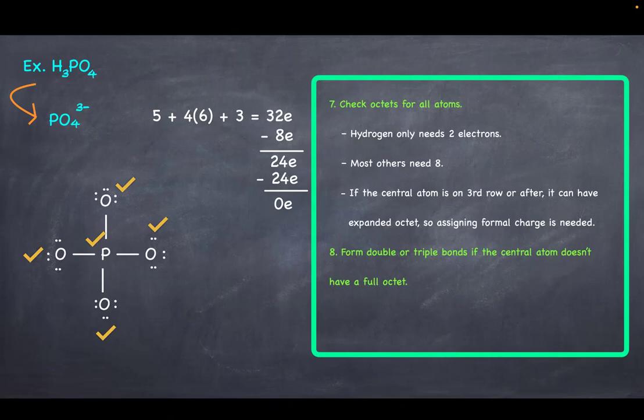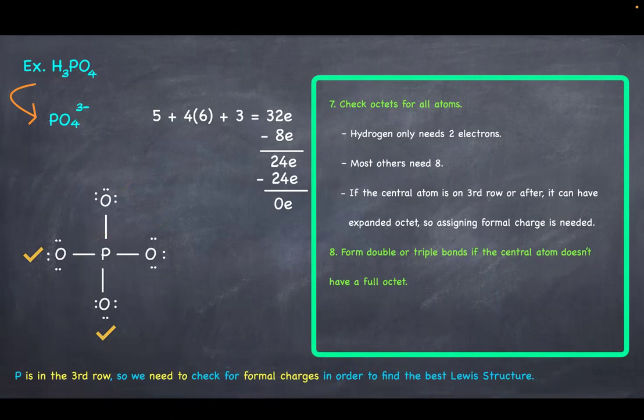So this structure so far looks good, but again, because the central atom belongs to the third row and after, it can have expanded octet. So what we have to do is assign the formal charge to decide if this is the best structure or not. So when we assign the formal charges, we have 4 things to be -1, and the phosphorus at the center is +1. So since our overall charge is 3-, the best structure would be something that has 3 things with a -1 and everything else to be 0.